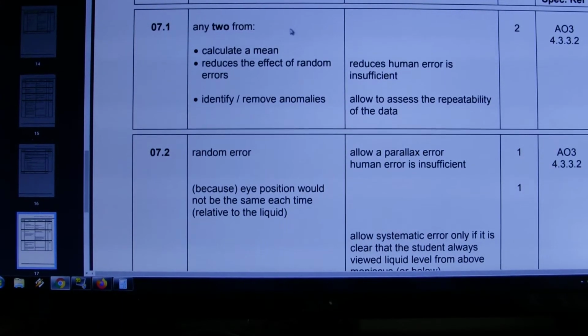Any two from: calculate a mean, reduces the effect of random errors, identify and remove anomalies. Basically, when you're taking readings, every so often you screw up. The more readings you have, the more obvious the screw-ups are, and the easier it is to toss away the major screw-ups, and the minor errors you make average out to approximately correct.